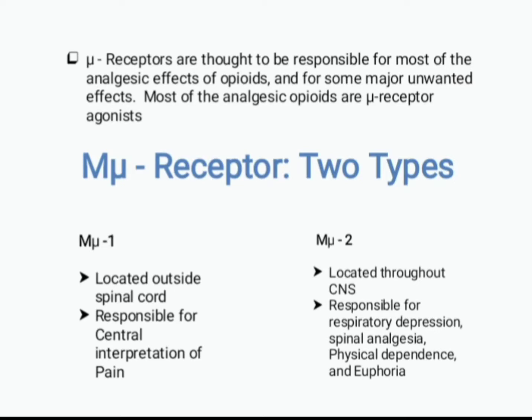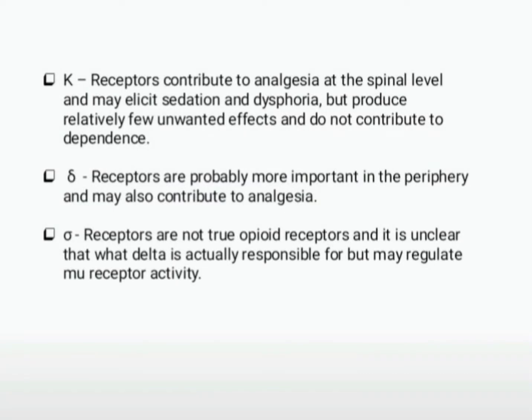Mu receptors are of two types. Mu1 are located outside the spinal cord. They are responsible for central interpretation of pain. Mu2 is located throughout the CNS, responsible for respiratory depression, spinal analgesia, physical dependence, and euphoria. Then kappa receptors contribute to analgesia at the spinal level and may elicit sedation and dysphoria, but produce relatively few unwanted effects and do not contribute to dependence.